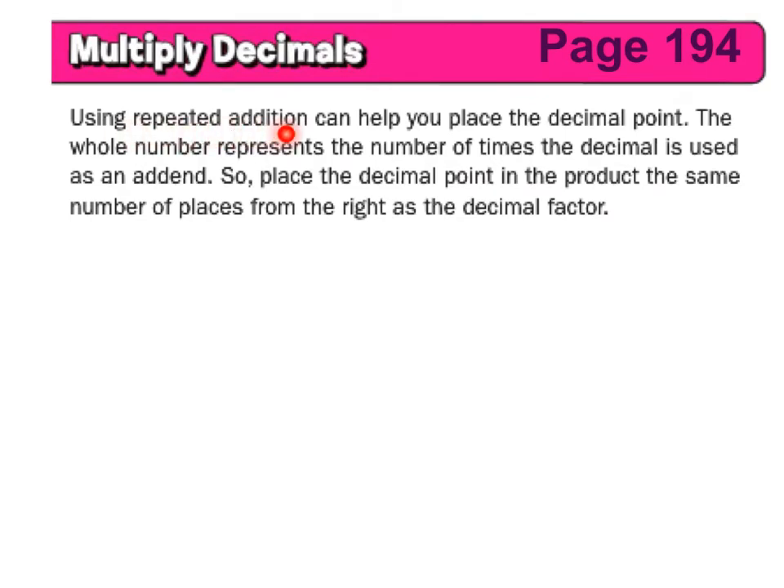So using repeated addition can help you place the decimal point. Notice I've changed to page 194. The whole number represents the number of times the decimal is used as the addend, and addends are the pieces that are added together. So place the decimal point in the product the same number of places from the right as the decimal factor. So let's take a look.